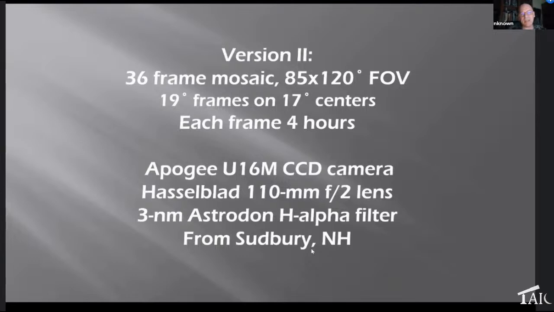A year later, we set about on a second version of it, and we stepped up to a larger camera and a larger lens. Dennis really likes to put together systems. He's a machinist by his other trade. He put together a system where we attached a Hasselblad 110 millimeter f2 lens onto an Apogee U1600 CCD camera, U16M, sorry.